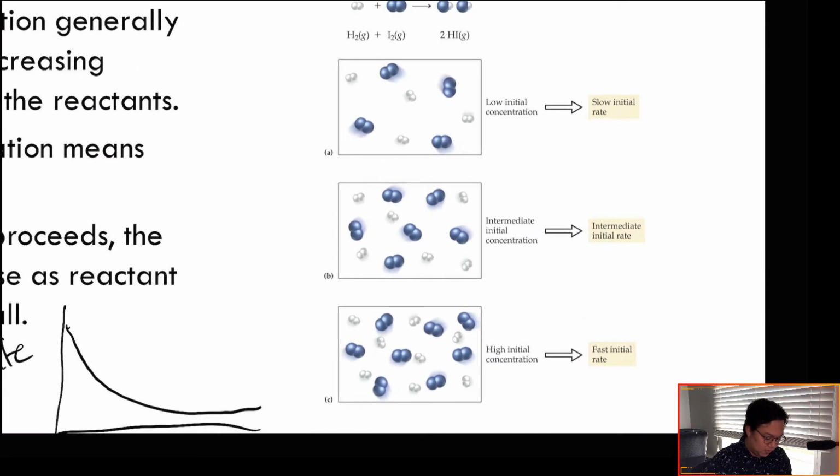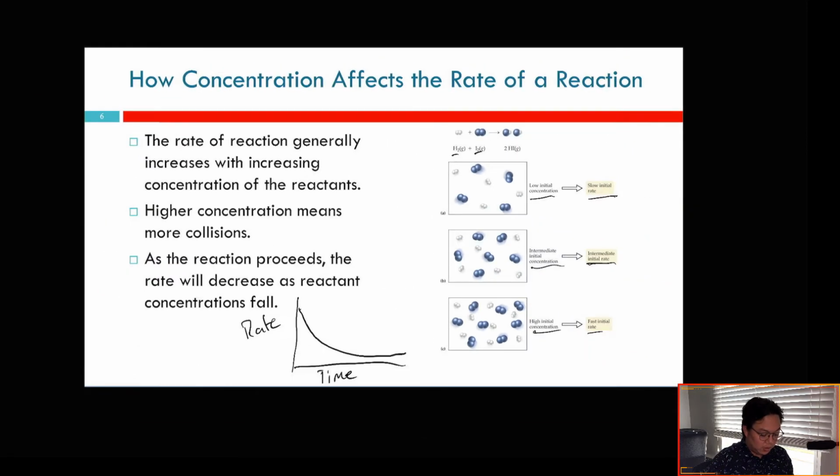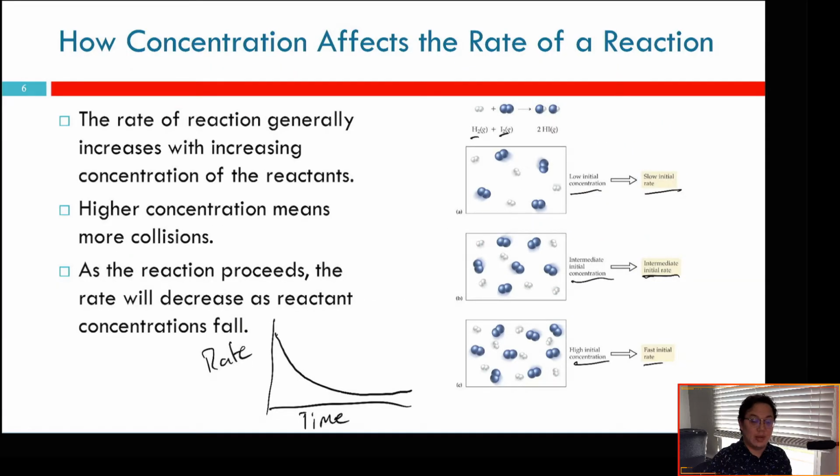And that's what this is showing over here on the right. If we have, again, hydrogen and iodine, a low initial concentration means a slow initial rate. Intermediate initial concentration is an intermediate initial rate, and high initial concentration is a fast initial rate. Those are relative to each other, at least in this regard. So the more concentration you have, the faster things can react, because the more often they collide with each other.